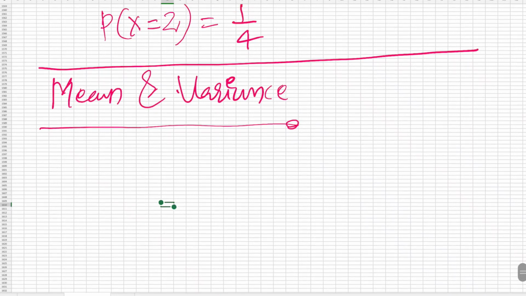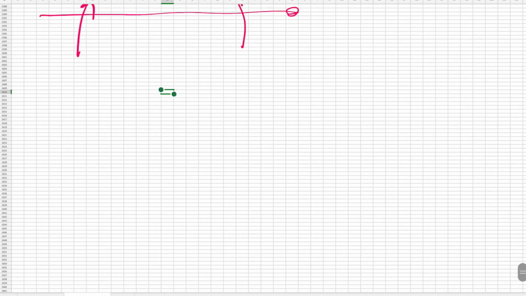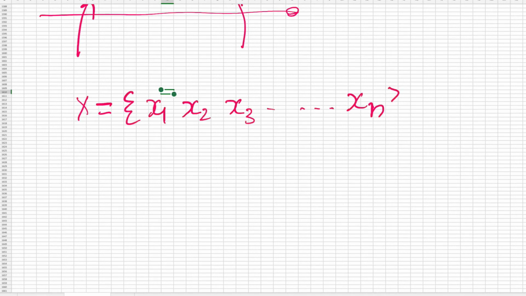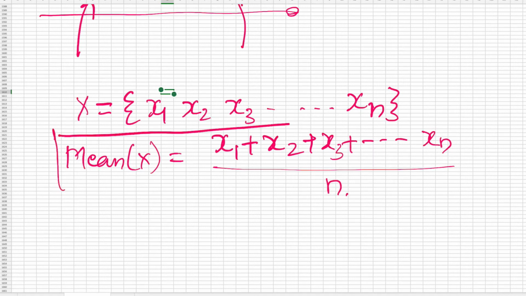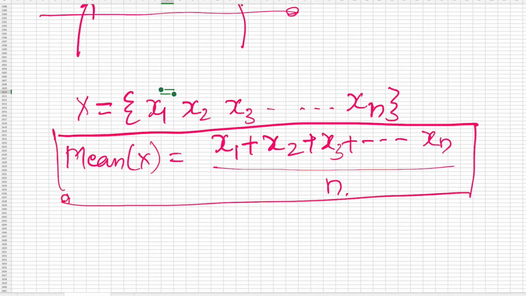Remember, in our last videos under statistics, we already talked about mean and variance. For example, we have a number of data points inside a data set. We have a data set x with different points x1 to xn, and we want to find the mean of x. What we have to do is add all of the x and divide by the number of data points of the data set. This is how we can calculate the mean of the data set.